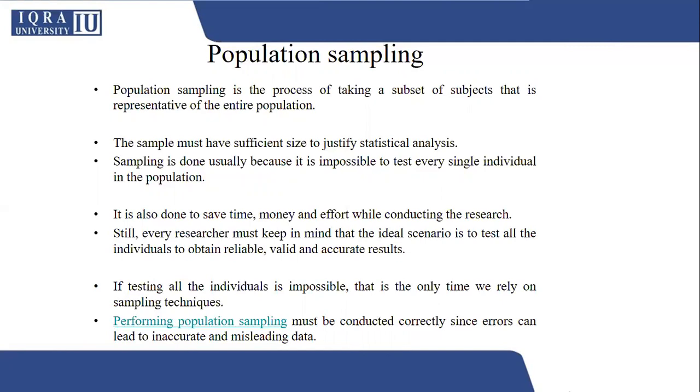Still, every researcher must keep in mind that the ideal scenario is to test all the individuals to obtain reliable, valid, and accurate result. If testing all individuals is impossible, that is the only time we rely on sampling techniques. Performing population sampling must be conducted correctly since errors can lead to inaccurate and misleading data.